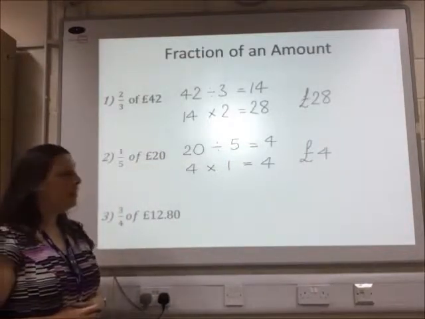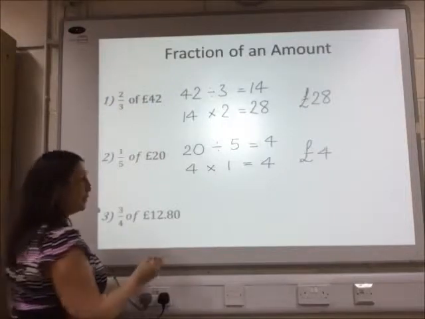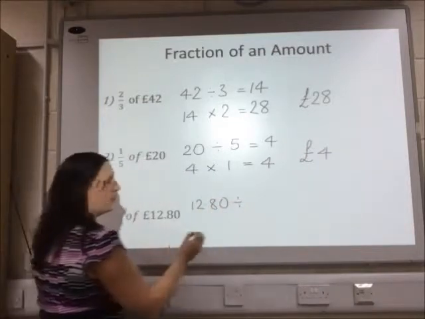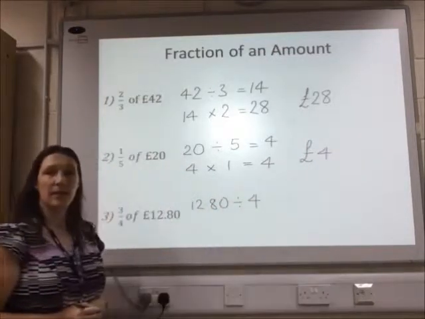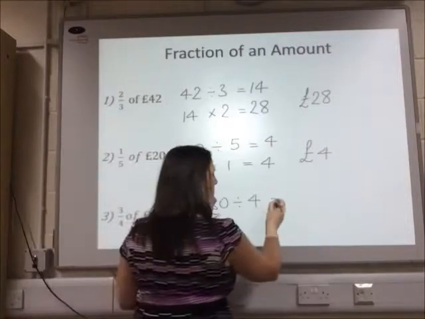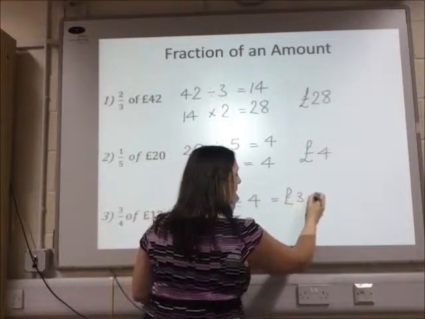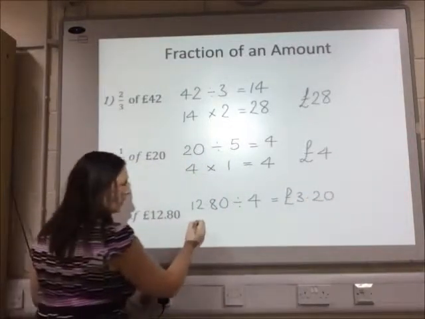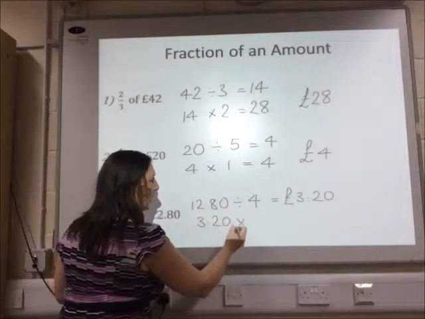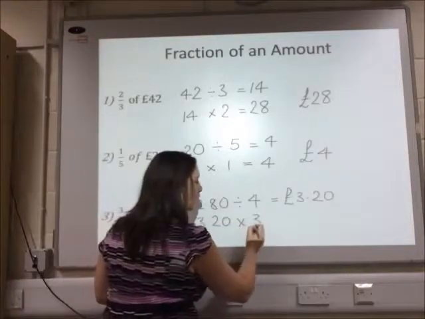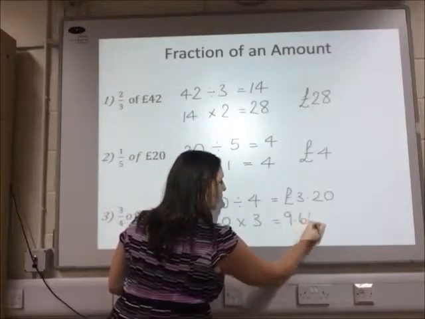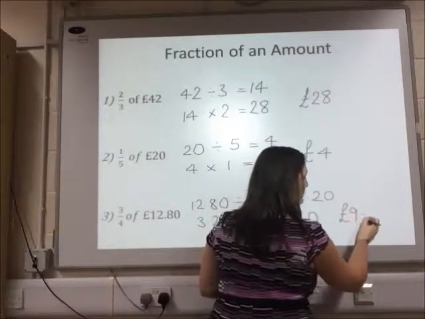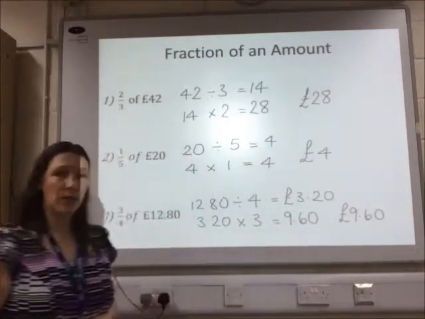3/4 of £12.80, a little bit more tricky, but we can follow the same process. £12.80 is our amount, and divide by the number on the bottom of the fraction, which in this case is the number 4. £12.80 divided by 4 will give me £3.20. We now take that answer of £3.20 and we multiply by the number 3 from the top of the fraction, which will give us £9.60. And don't forget in your final answer to put in any units that were in the original question.